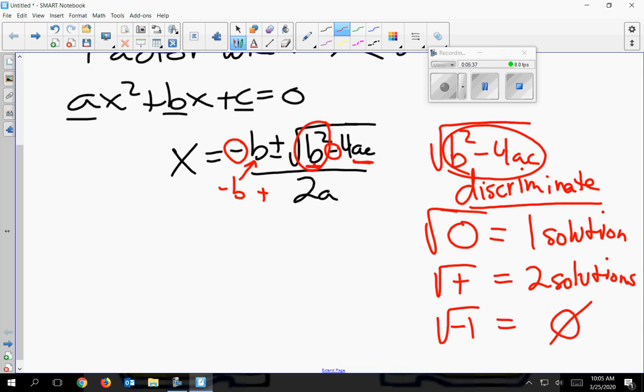So there's the quadratic formula, and I usually tell my kids this story, but I don't know if I want to really do it here on the video, but I'll give you the condensed version.